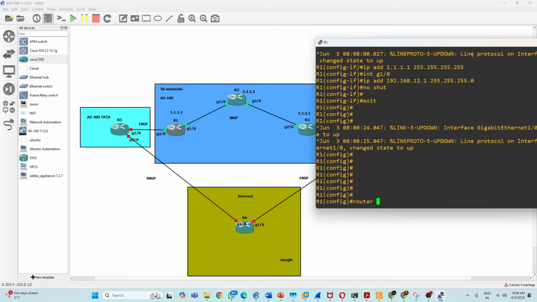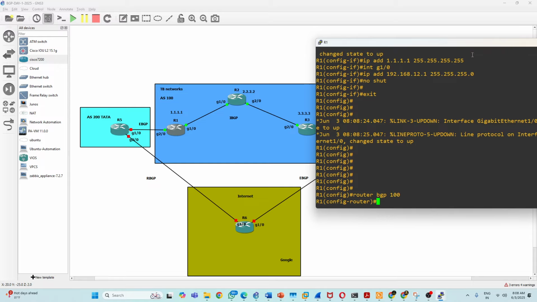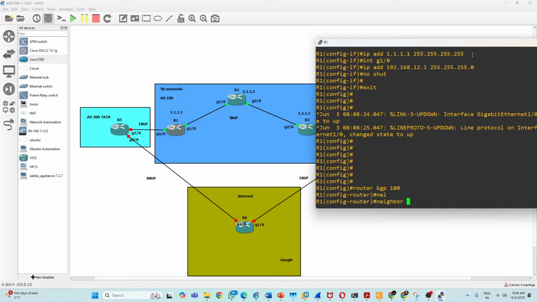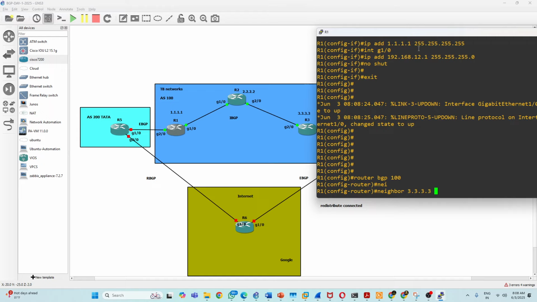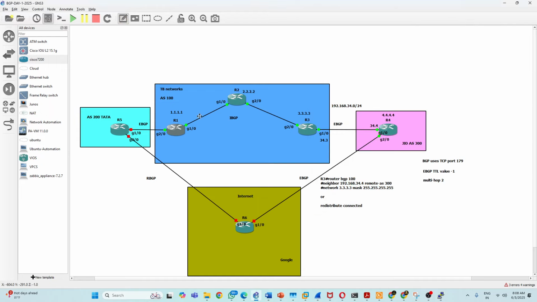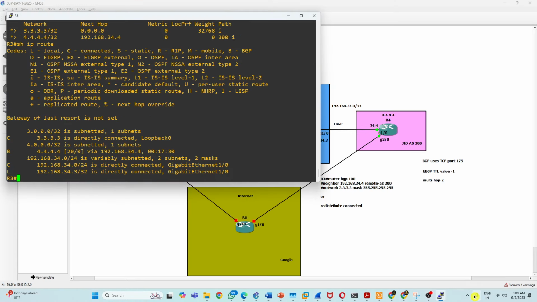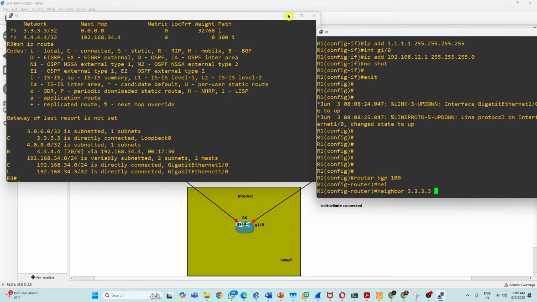Now if you see clearly, if I want to configure router BGP 100 and establish an indirect neighborship with 3.3.3.3, is it a direct neighbor or indirect neighbor? R3 is an indirect neighbor for R1. This is the 12.0 network. You can configure the interface here as 12.2, and here it is 12.1. If you configure a neighborship with 12.2, that's direct. But I'm configuring 3.3.3.3, which is far away, so now it's an indirect neighbor.